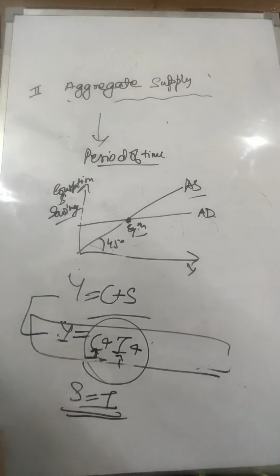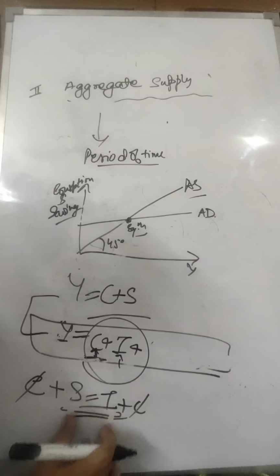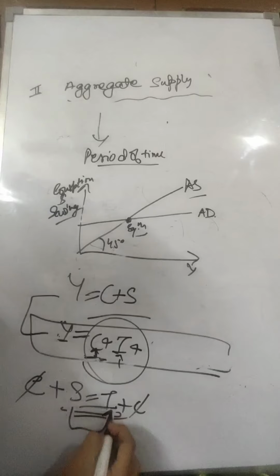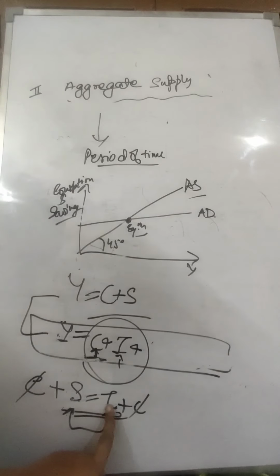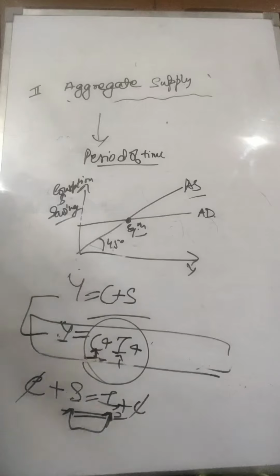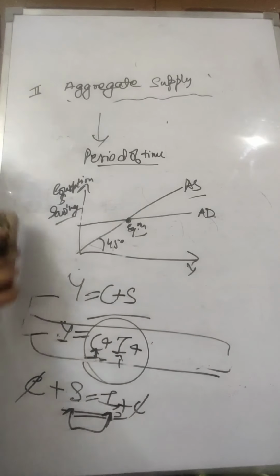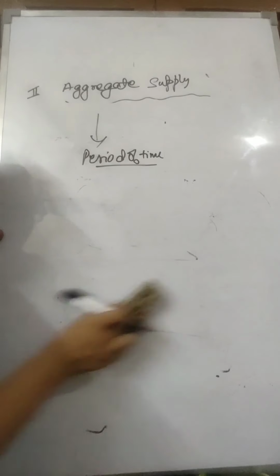So if I do this, then C plus S is equal to C plus I, and C gets cancelled. Therefore, I get that at the equilibrium level, savings will be equal to investment. So whenever I am talking about the equilibrium level, remember that at equilibrium, savings is equal to investment. We will do it in detail in a further topic when we calculate the equilibrium.